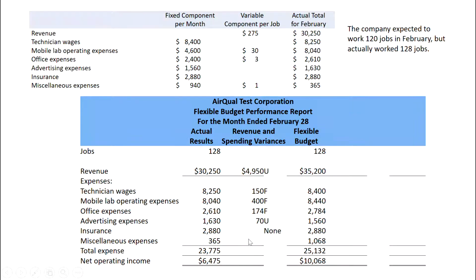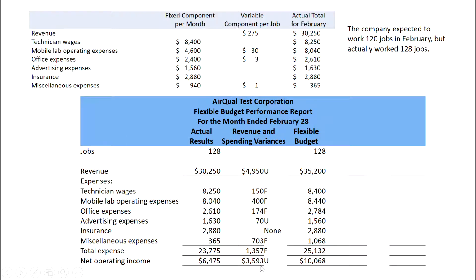Now I'm going to go ahead and just finish this off. For example, insurance. We had $2,880 cost. We anticipated it's going to be $2,880, so there's no variance at all. If we finish this off and add up and compare our total expenses of $23,775 actual to our flexible budget expenses of $25,132, because actual is less than flexible, we have a $1,357 favorable total expense variance.